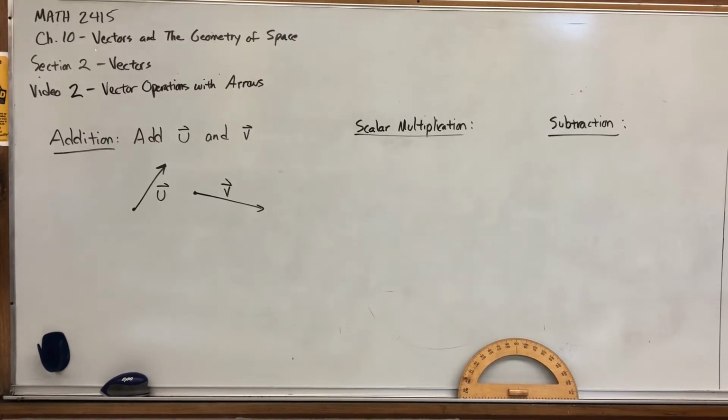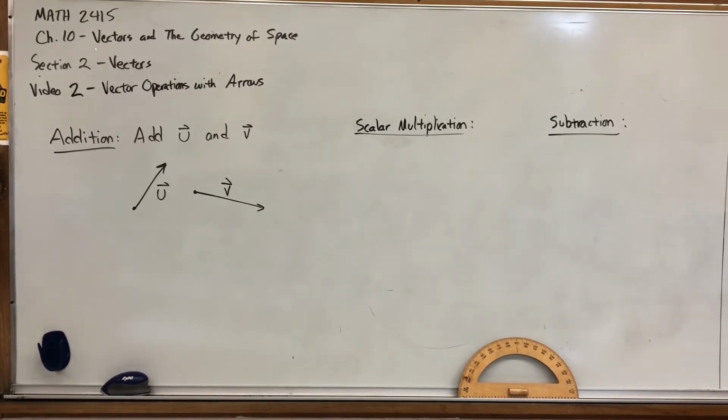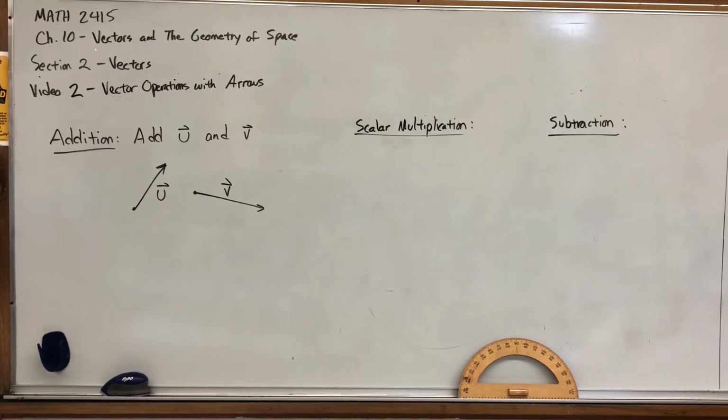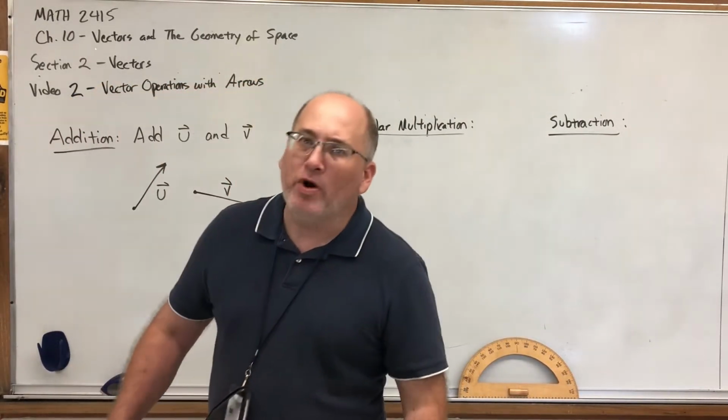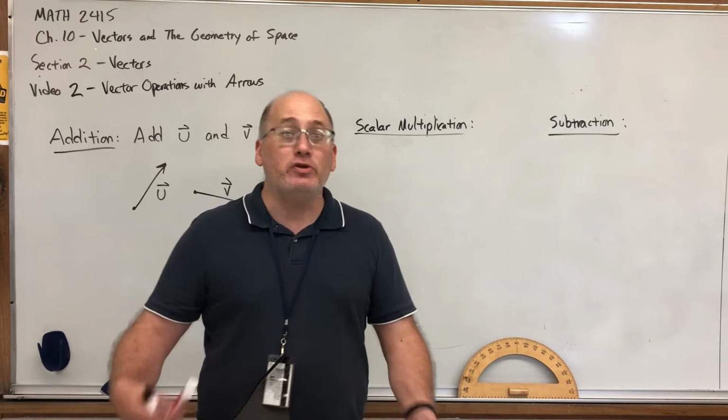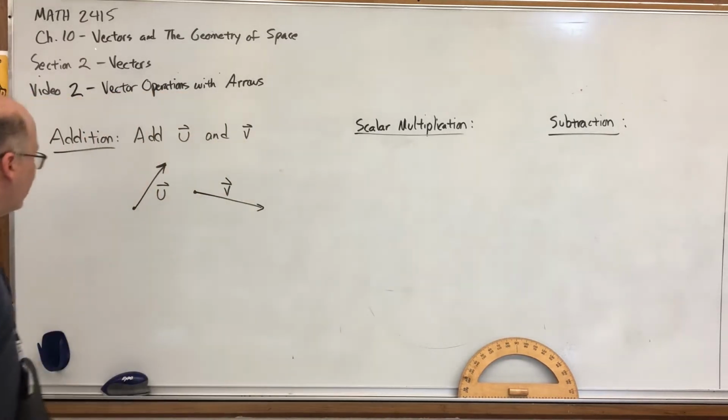In the previous video, we introduced the concept of a vector and the idea that we can represent it with an arrow connecting an initial point and a terminal point. In this video, we're going to learn about how you perform operations on those vectors. And by operations, I mean something that will take one or more vectors and turn it into a new vector. We're going to start with vector addition.